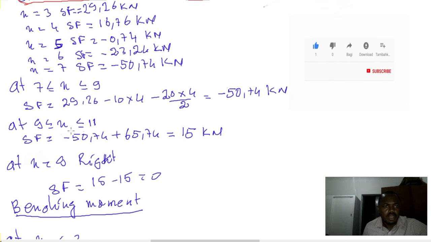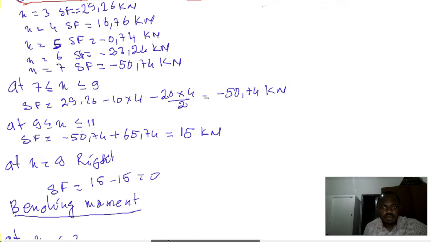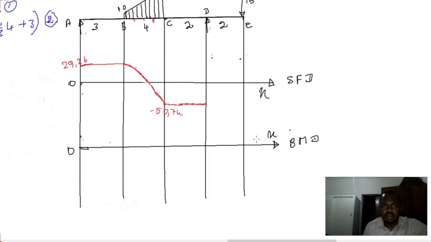And between 9 and 11 we got 15. So between 9 and 11 it is now positive, so it's from here. So this is basically our shear force diagram.